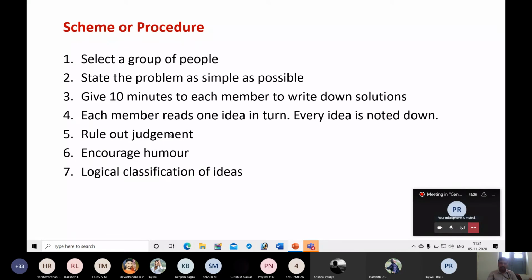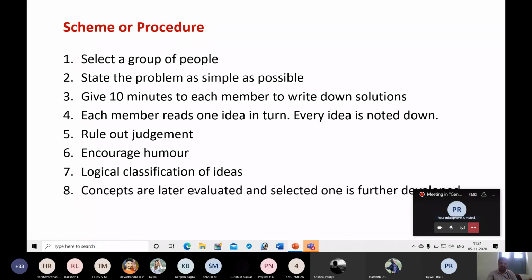Okay, next, logical classification of ideas. Once every team member has read their idea and those ideas are noted down, then you have to classify them based on feasible ideas, non-feasible ideas, and ideas that can be implemented with a few modifications. Like that, you can classify the ideas generated by the team.